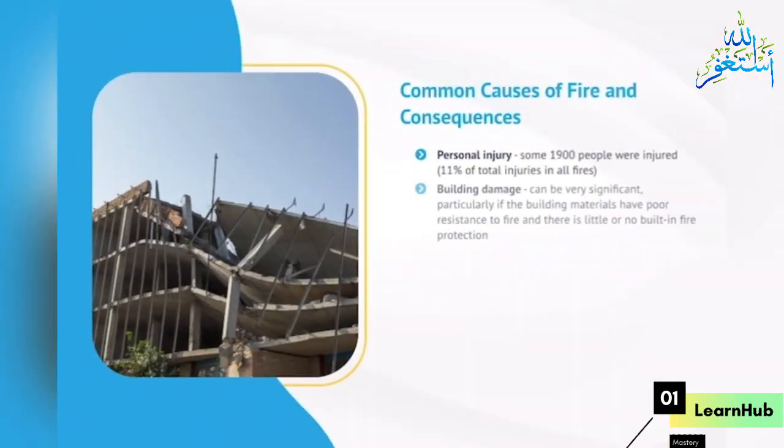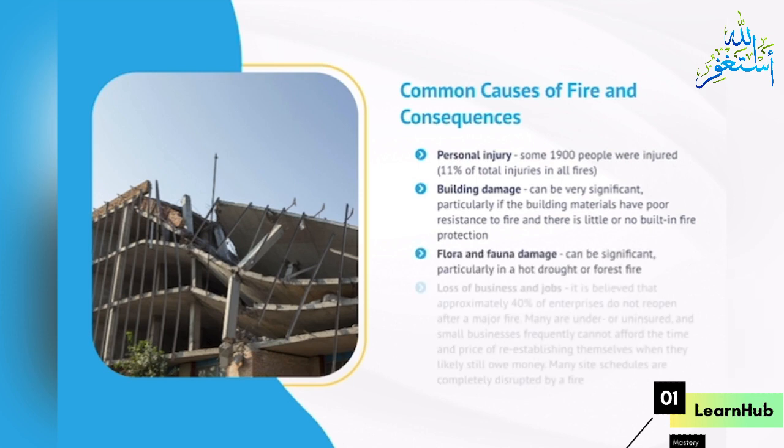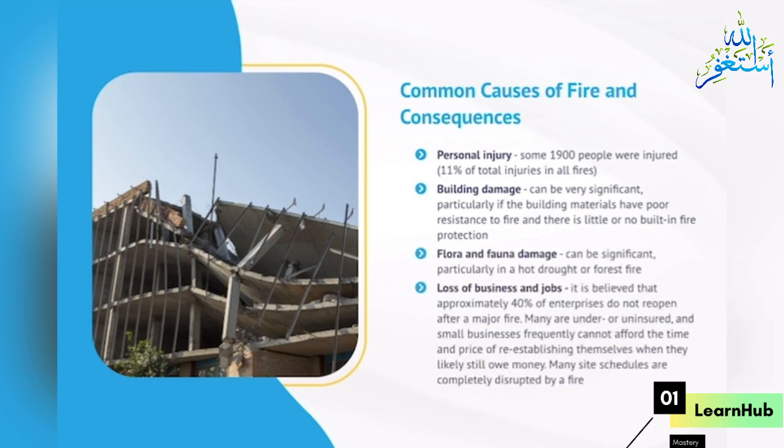Personal injury: some 1,900 people were injured, 11% of total injuries in all fires. Building damage can be very significant, particularly if the building materials have poor resistance to fire and there is little or no built-in fire protection. Flora and fauna damage can be significant, particularly in a hot drought or forest fire.